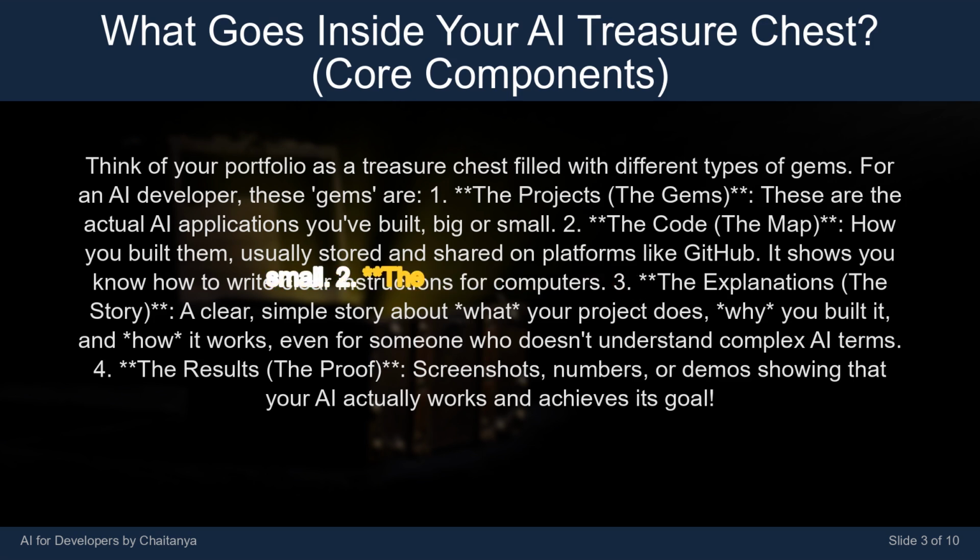2. The code. The map. How you built them, usually stored and shared on platforms like GitHub. It shows you know how to write clear instructions for computers. 3. The explanations. The story. A clear, simple story about what your project does, why you built it, and how it works, even for someone who doesn't understand complex AI terms. 4. The results. The proof. Screenshots, numbers, or demos showing that your AI actually works and achieves its goal.